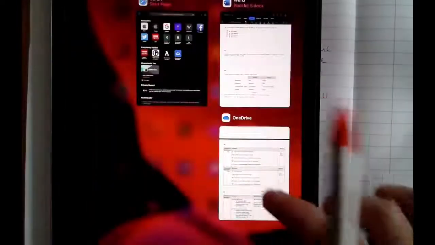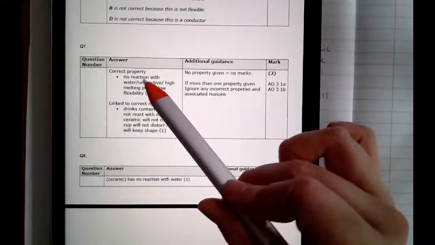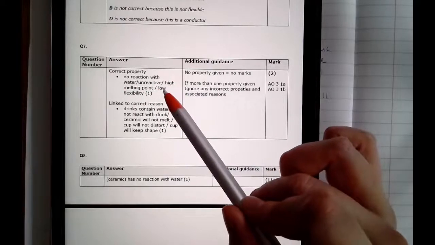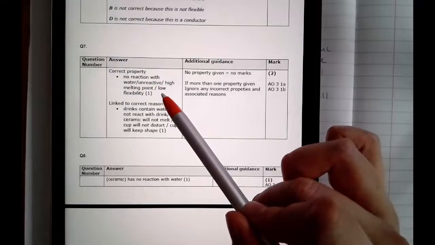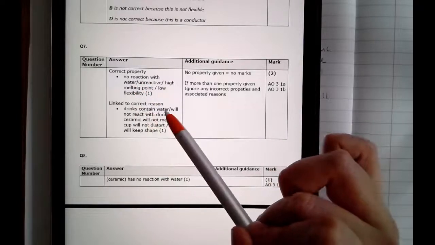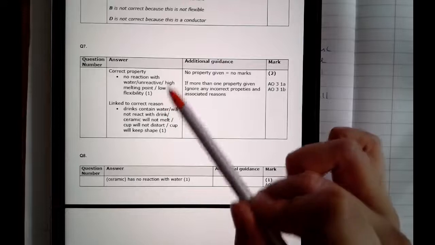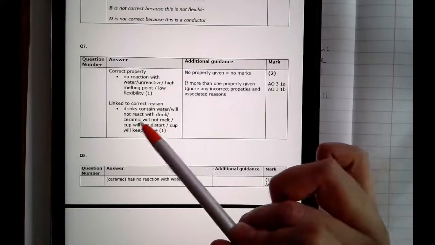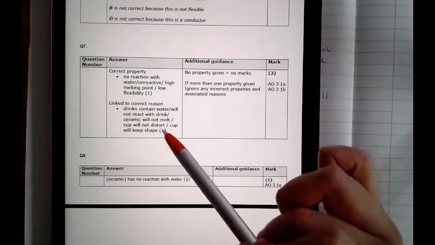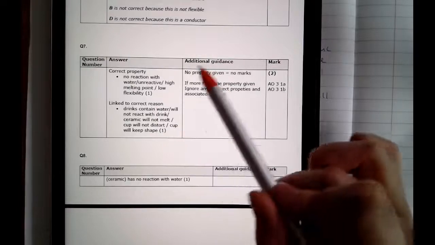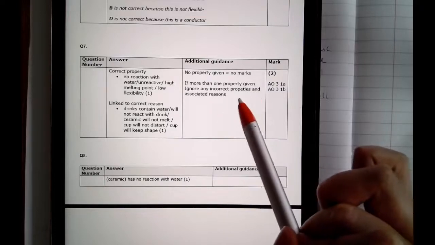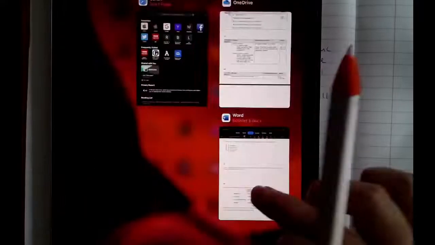So if I flick to the mark scheme for that question, you can pick out any of these properties. So no reaction with water is relevant, the fact that it's unreactive, the fact that it's got a high melting point and low flexibility. So picking any of those properties will get you the first mark, but then you need to explain why. So no reaction with water, why is that important? Because drinks contain water and you don't want them to react with the mug. High melting point, why is that important? Because you don't want the ceramic to melt and you're obviously going to be putting hot stuff in there. Low flexibility, why is that important? Because you don't want the cup to bend out of shape. If you don't give any property, you don't get any marks. If more than one property is given, ignore any incorrect properties and associated reasons. So they weren't penalising you if you're saying something that wasn't relevant.